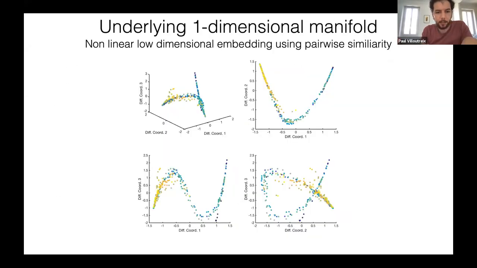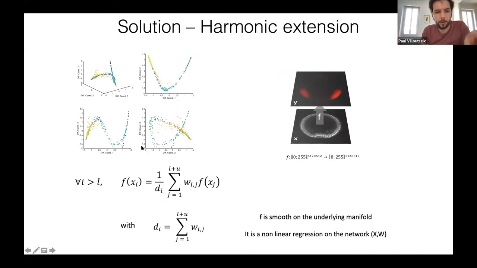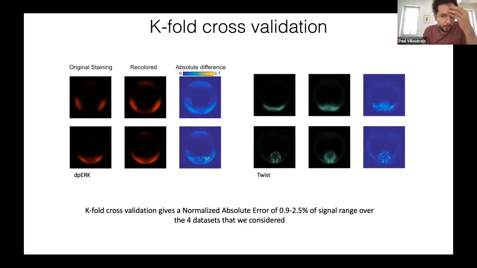Okay, so here I give again this argument that what we're doing is a regression on this one-dimensional manifold. Each of the images of morphology lies on this one-dimensional manifold, and we are learning the function f that goes from this manifold to the space of gene expression. We showed that it's working quite well.